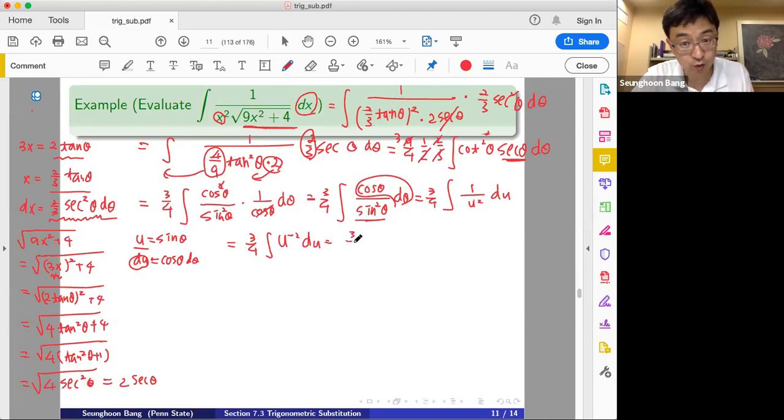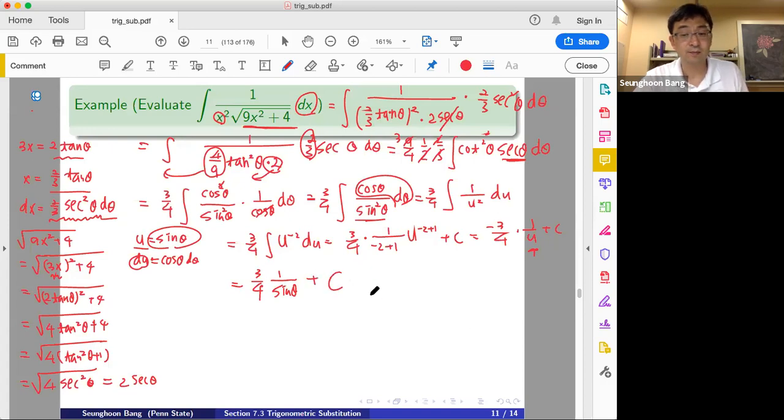So like this. You can use the power rule. 1 over the power negative 2 plus 1, u to the negative 2 plus 1, plus c. So simplify: negative 3 over 4 times 1 over u, plus c. Change u back to sine theta. So we have negative 3 over 4 times 1 over sine theta plus c.